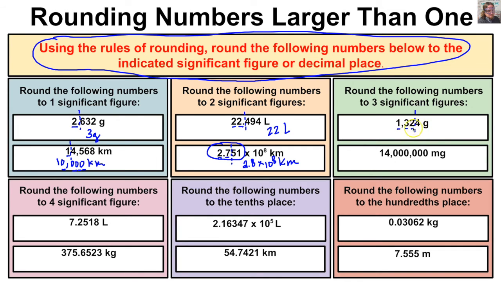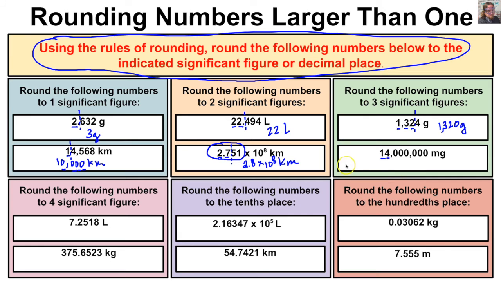It's a 4. This 4 is not going to round this 2 up, so it looks like we'll end up with 1,320 grams as we round this to just 3 sig figs. If we take a look right here, this is a tricky one. Right now, as this looks, 14 million, we have only 2 sig figs, but we want to round this to 3 sig figs. So how can we do this?